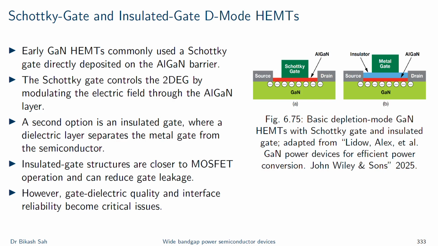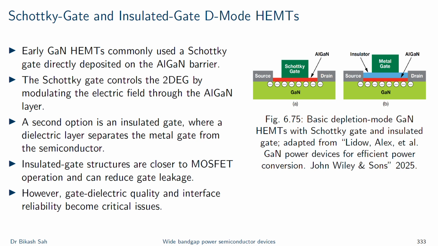The other types of structure are basically the Schottky gate and the insulated gate D-mode HEMT. Both are being shown in this slide. The Schottky gate HEMT uses a metal gate directly on the AlGaN barrier. The gate controls the 2DEG electrostatically by changing the field of the barrier, and this structure is relatively fast and simple as well. But gate leakage can be an issue because the gate is a metal-semiconductor junction.